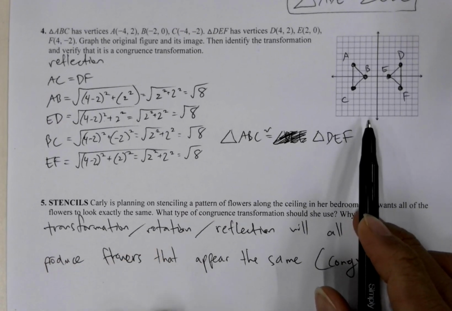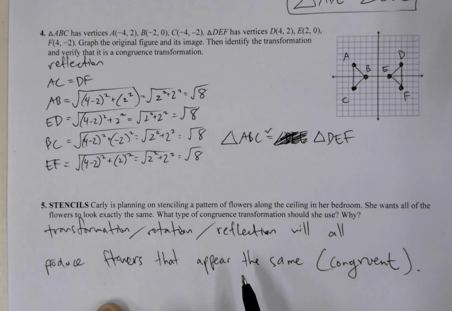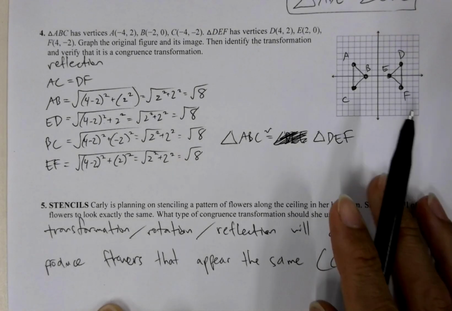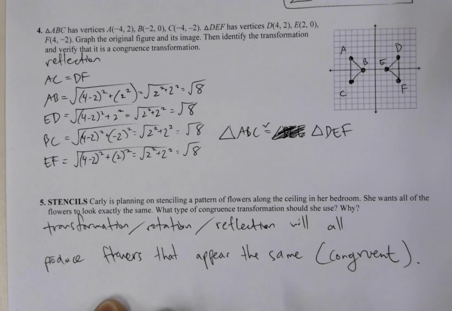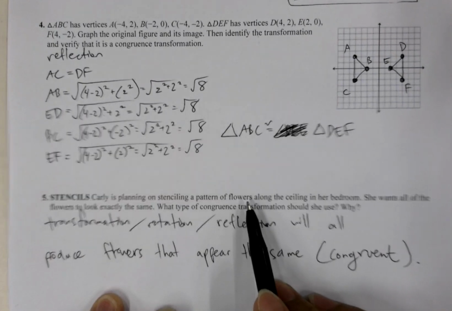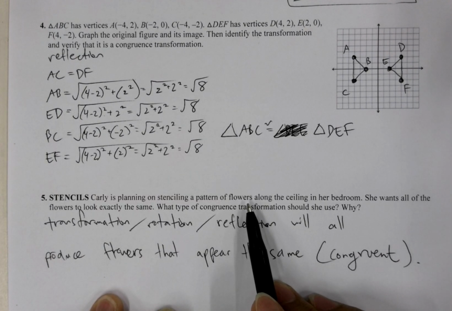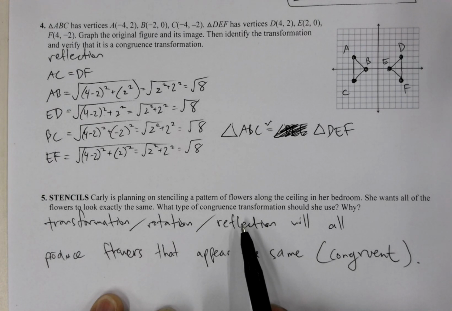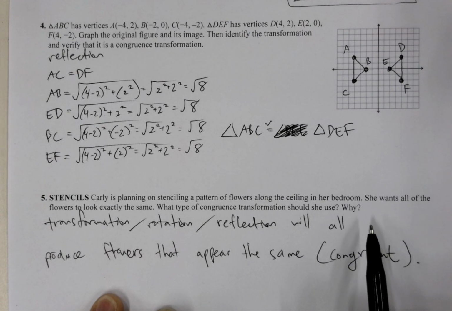And then we have a couple more problems. We have a similar problem here. I'm not going to go through the details, but we use side, side, side here to prove that the triangles are congruent. And then this last problem is Carly wanting flowers on her ceiling, but she wants all the flowers to look exactly the same. So what kind of transformation should she use and why?